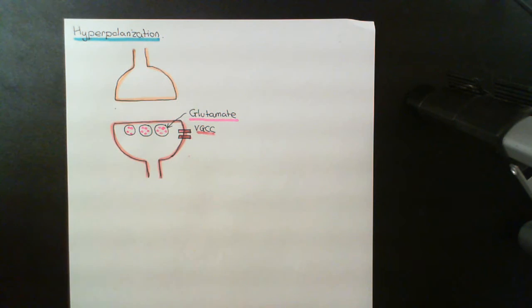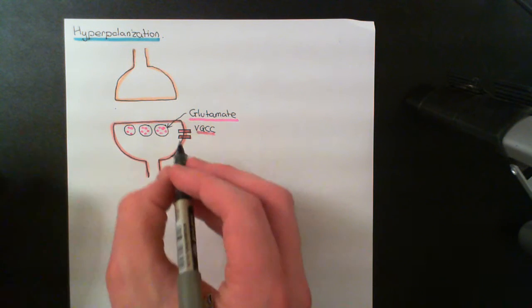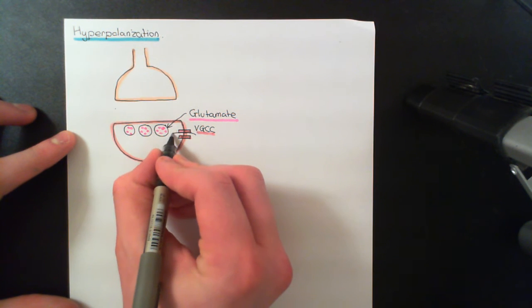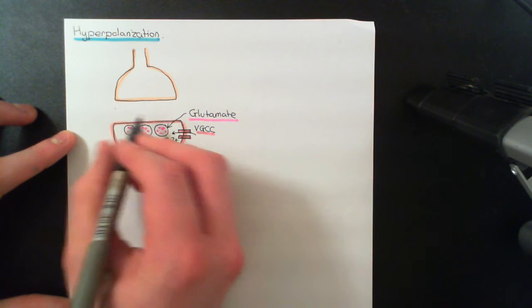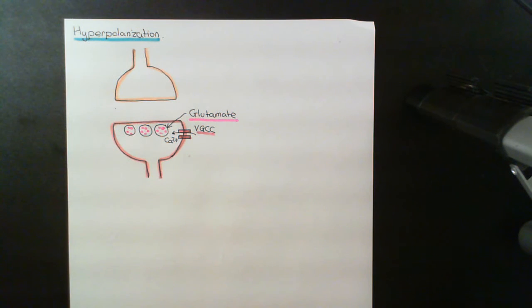So usually what happens is depolarization arrives in this terminal here. It opens voltage-gated calcium channels. Calcium will come into the cytoplasm of the terminal, and it will then activate the machinery that will cause the fusion of the vesicle membrane with the cell membrane to exocytose glutamate.